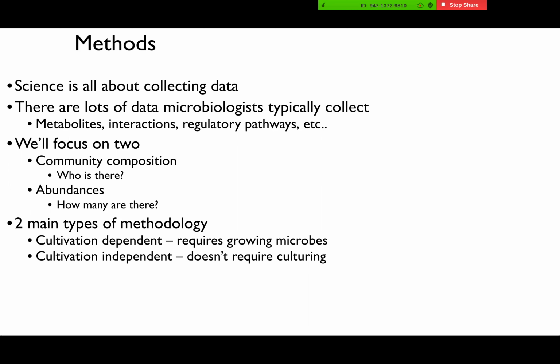And there are lots of different types of data microbiologists collect daily, and these include what metabolites the microbes are producing, their interactions, some regulatory pathways, etc. But for the purposes of what we're going to talk about, we're going to focus on two: community composition, so who's there at any given time, and abundance, how many are there. To do this, we're going to talk about the two distinct types of microbiology out there: cultivation dependent, which requires the direct growing of microscopic organisms on a physical media, i.e. a petri dish, or cultivation independent, which doesn't require any culturing and is prominently featured by looking at DNA sequences.